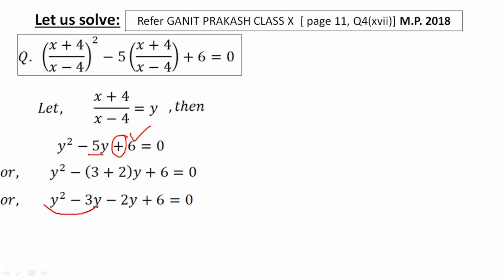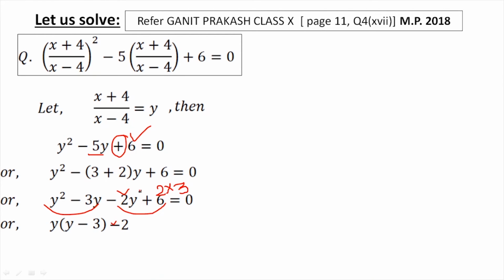So from the first two we'll try to take out common, and from the last two we'll try to take out common. So here we see that y square is y into y, and 3 is common, so we'll take out y common, so it will be y minus 3. And here, 6 is 2 into 3. Okay, so we are taking out 2 common, but not just 2, but negative 2. So 2 is being taken out, but negative 2, so it is plus here.